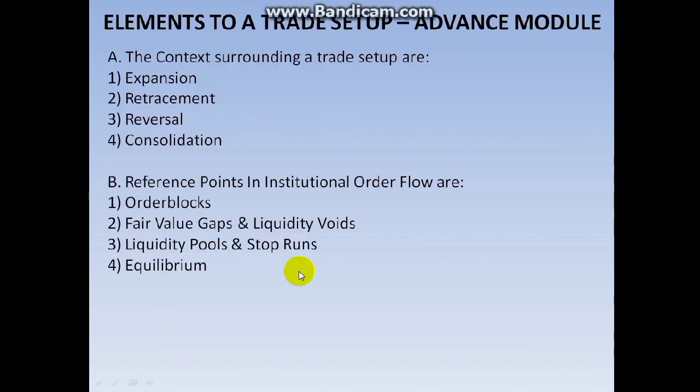Now the elements of a trade setup, the advanced model. The context surrounding trade setups are: the first thing we have here is the expansion, the retracement, the reversal, and the consolidations. The reference points in institutional order flows are order blocks, fair value gaps and liquidity voids, liquidity pools and stop runs, then finally equilibrium. These are the reference points that institutional mindset traders make reference to when looking at price action.